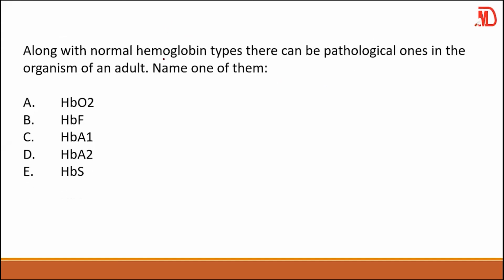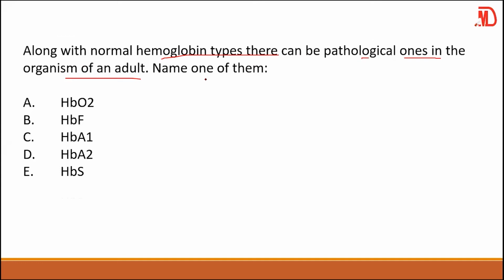Along with normal hemoglobin types, there can be pathological ones in the organism of an adult. Name one of them. But don't worry, let me just tell you the types of hemoglobin before I come to the answer, because we are learning as well. I know some of you already know the answer.